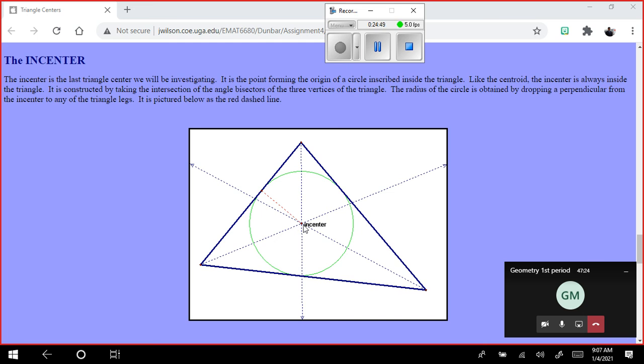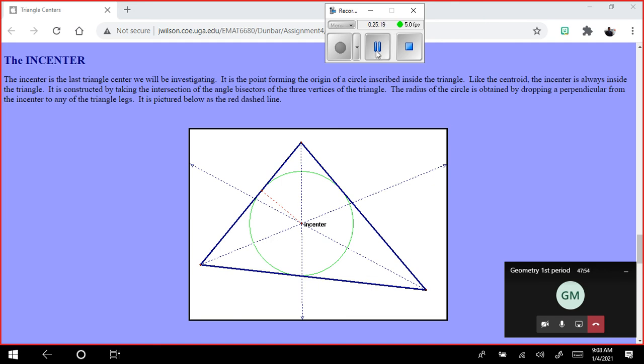And the property of the incenter is that its location is such that it's equidistant from the sides. So the distance from the incenter to this particular side is the same as from the incenter to this particular side, and to this particular side. As the distance from the incenter to each of the sides is equal, we can construct a circle inside. Okay, so we saw this.